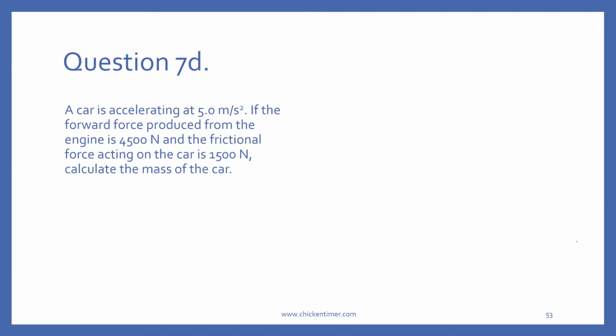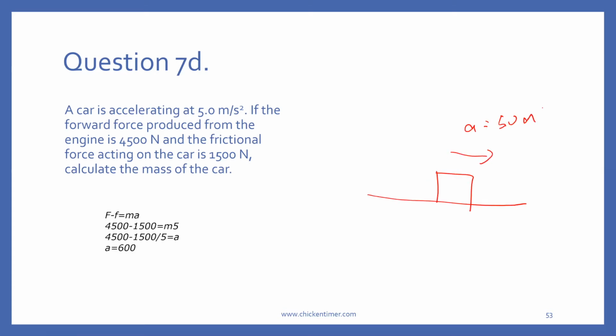This is the next one. A car is accelerating at 5 meters per second squared. If the forward force produced by the engine is 4,500 newtons and the frictional force acting on the car is 1,500 newtons, calculate the mass of the car. We would draw, it's easier. So we have the car, it accelerates at 5 meters per second squared. There's a forward force of 4,500 newtons, and friction going in reverse is 1,500.